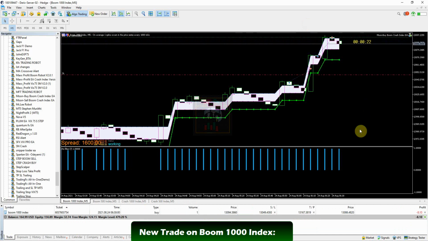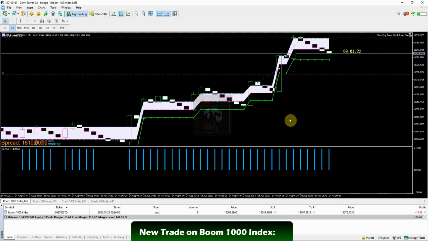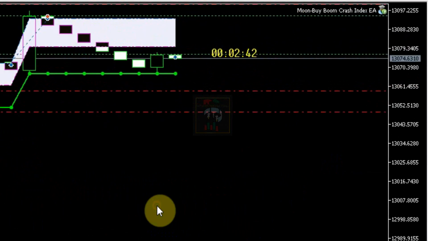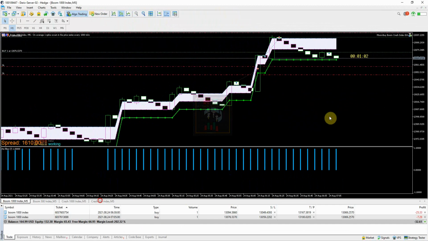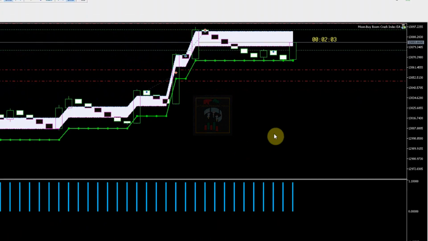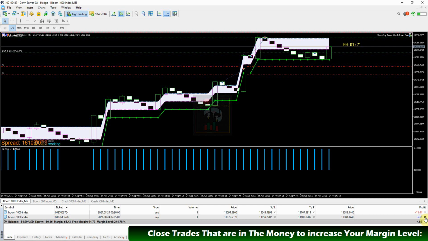The robot opened another trade on boom 1000 index market. I will hold this trade and see if I will catch a spike. I am expecting a spike to happen when the market retraces back to the Renko trend adaptive bands. A spike happened, but the momentum was small. Still, the market did not break below the Renko trend bands. That is a good sign, so I will still hold my trades.